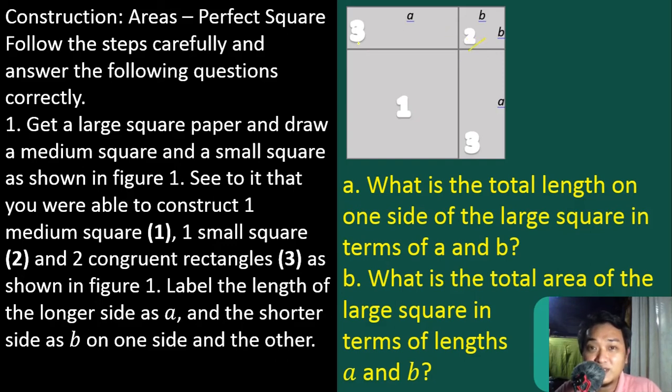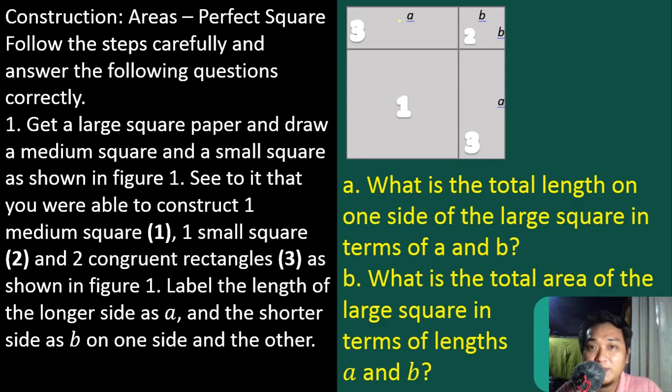Gagawa tayo ng 2 congruent rectangles. Ito po yun. And then we're going to make one larger square. Ito po yun. So, pagkatapos nating gawin yun sa ating small piece of square paper, we're going to label the sides of those figures. So let's say for figure 3, etong dalawang rectangle, we're going to label one of the side as A and the other side as B.